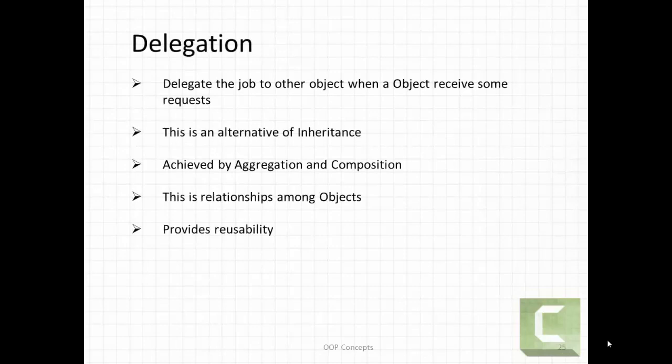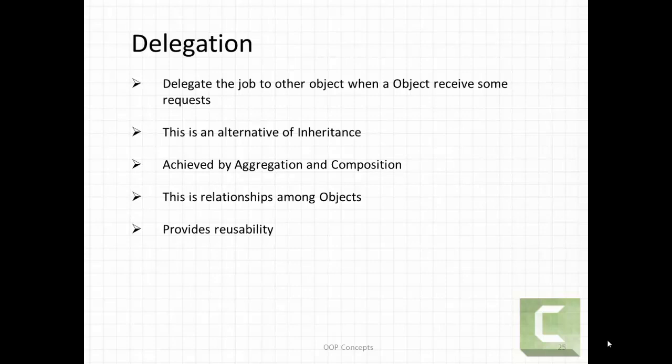It means delegating the job to another object when an object receives some request. Suppose there is one object which is receiving an input to add two numbers. So what it does, it does not do anything on its own. It calls some method of another object. So it is delegating your request to another object. This is the place where delegation comes into the picture.